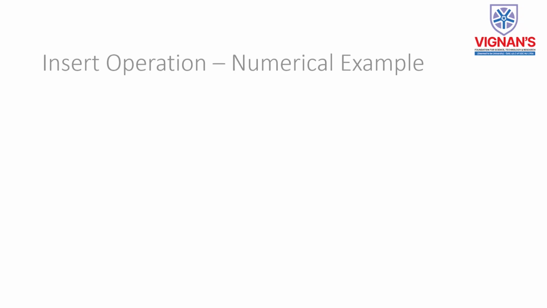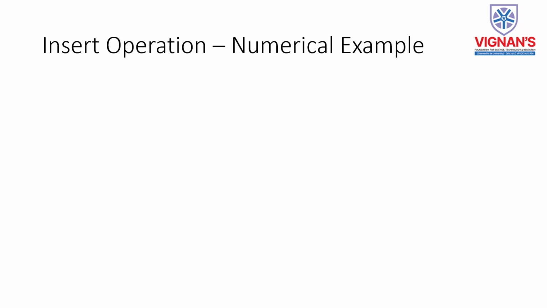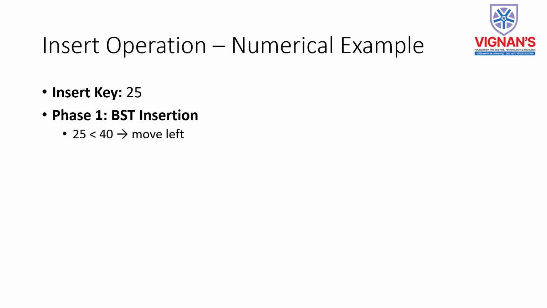Here is a simple example for the insert operation. Insert key 25. The key chosen for insertion is 25. Phase 1, BST insertion. 25 is less than 40, so move left. Since 25 is smaller than 40, traversal moves to the left child.